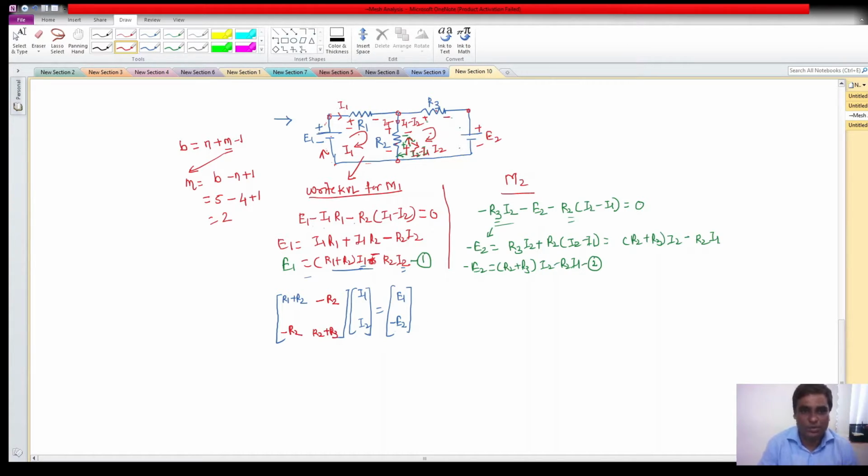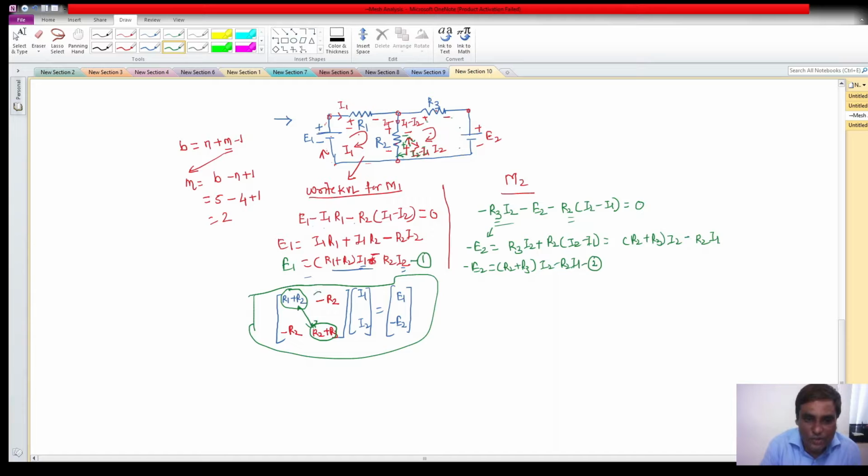Okay, so now if you look at this matrix carefully, what you can observe is that the diagonal elements are nothing but the sum of the resistances which are connected in that particular mesh. So if you look at mesh 1, what are the resistances connected? R1 and R2. So if you look at mesh 1, it will be R1 plus R2. If you look at mesh 2, it will be R2 and R3.